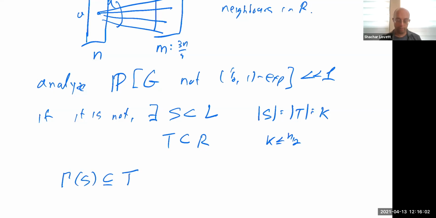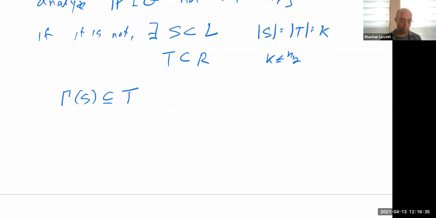Again, in fact, here we can say S has size k and T has size even less than k, but this is also included by this concept. If this graph is not a half-1 expander, then there must be a set S on the left-hand side of some size k and a set T on the right of the same size k, such that all the neighbors of S lie in T. So now for every S and T, we're going to show this is really, really, really unlikely, and then we're going to union bound over S and T. Okay.